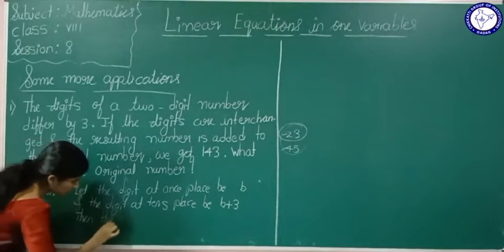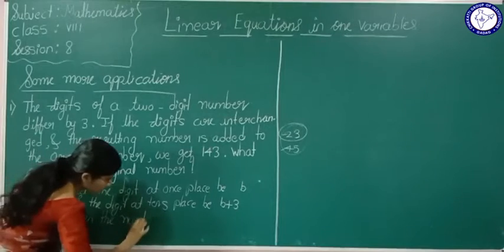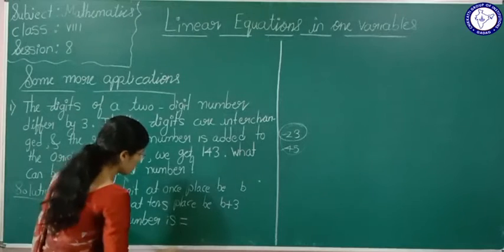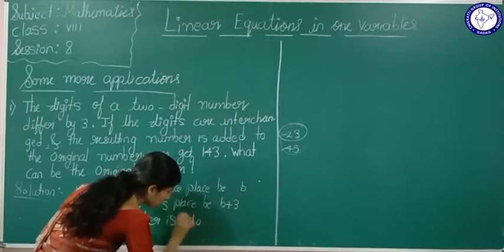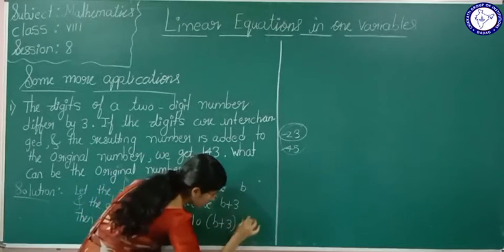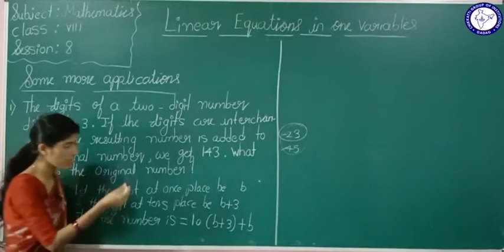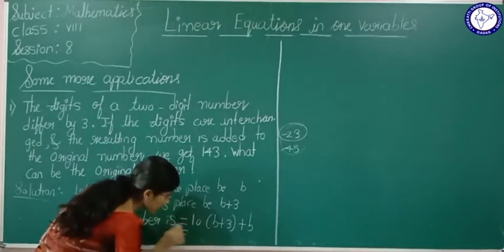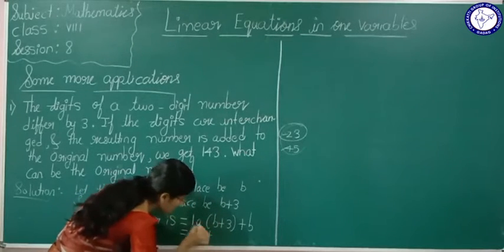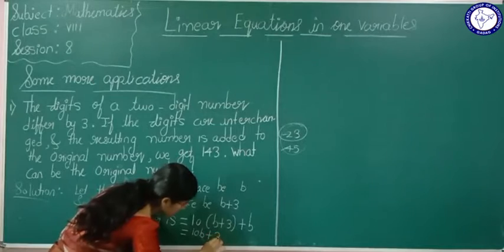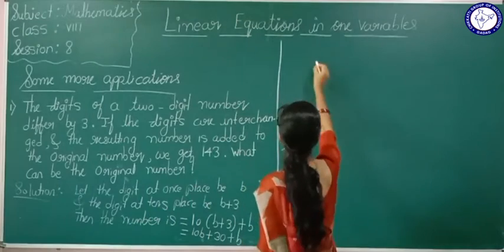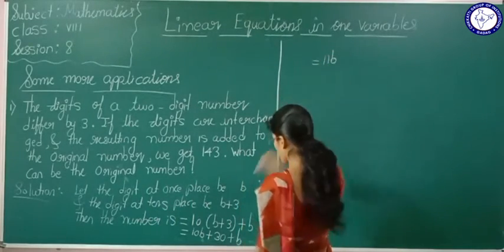Then the number is 10 multiplied by (b plus 3) plus b. Yes or no? This is that two-digit number. If you simplify this, what will you get? 10 into b is 10b, plus 10 3s are 30, plus b. So it is 11b plus 30.